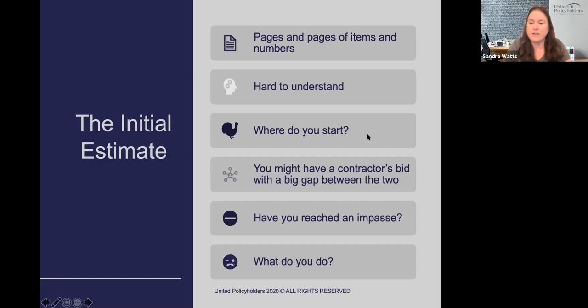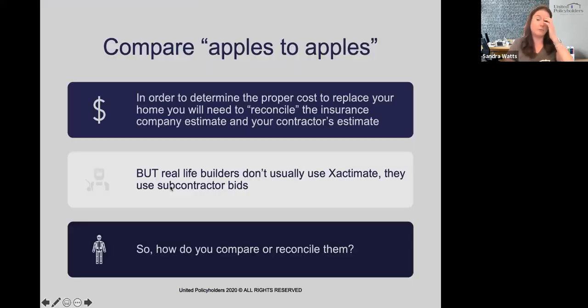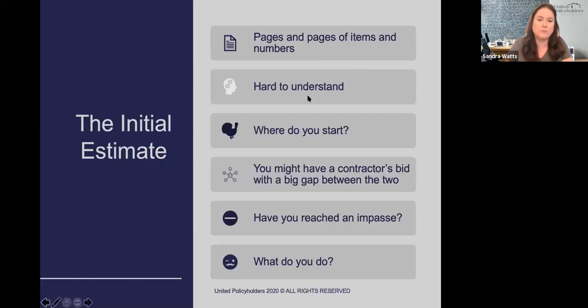And then, okay, anonymous on your extended coverage. Okay, I'm going to go back and keep moving along here. We're going to get into these estimates now. Okay. And they're huge. They're pages and pages of items. They're hard to understand. Your head spins around. If you have a contractor's bid, you might have a big gap. You might be in an impasse. We're going to talk about what to do.